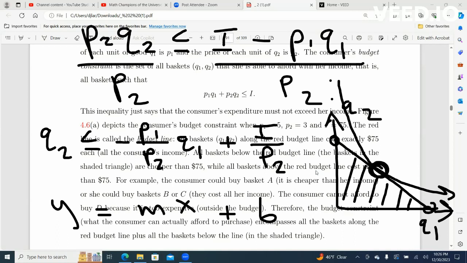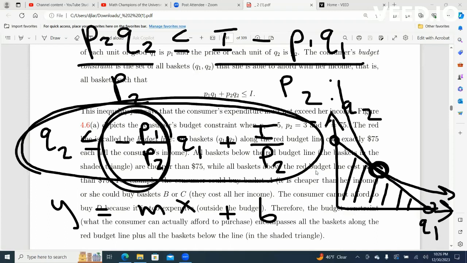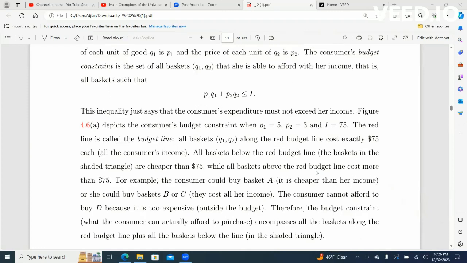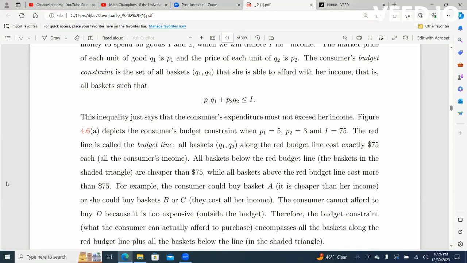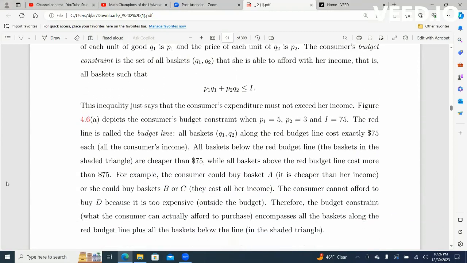So that's the budget line, there it is. And we want to recognize the slope. Remember, the slope is negative P1 over P2. If there's one important thing from that, it is the slope. I like to show my own understanding rather than just read, but they'll give us an example.